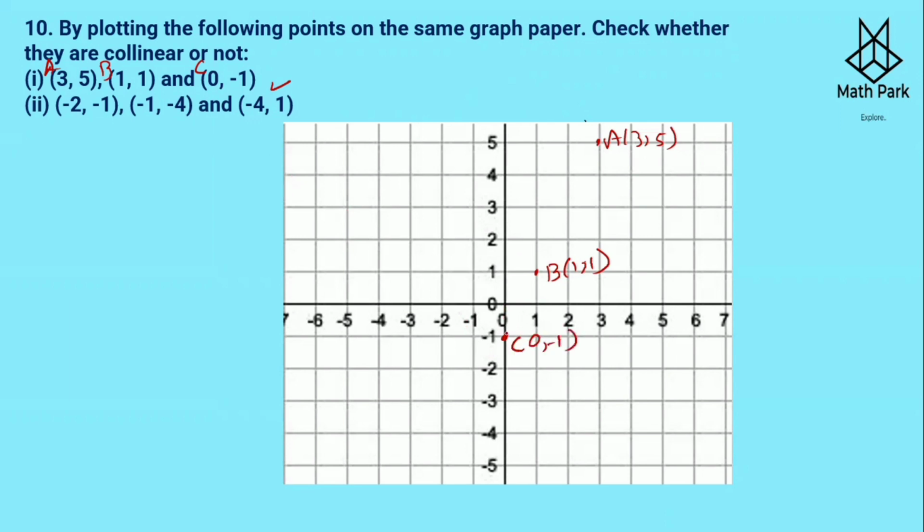So what do you find here? Are they collinear? If you draw a line, does that line pass through these 3 points?